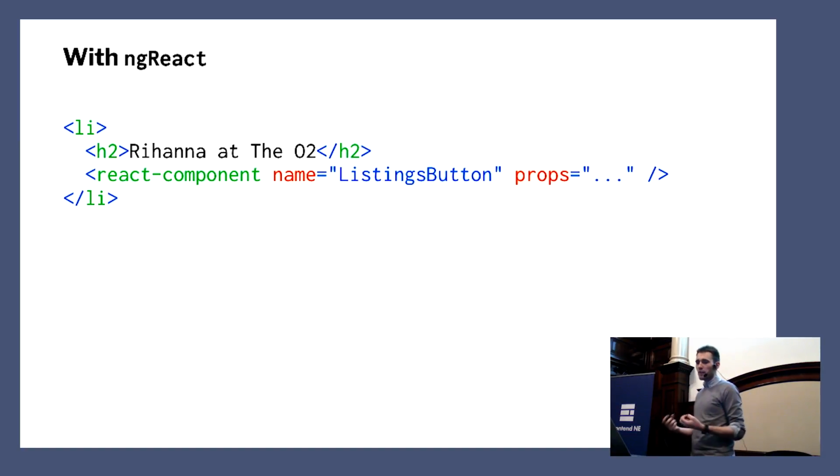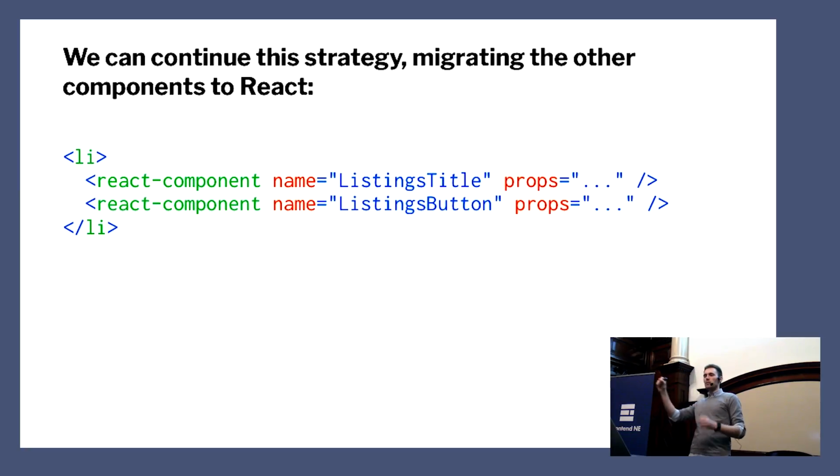So we can swap it out, and with ng-react, we end up with this React component, a bit of HTML where its name is listing button, and we pass in some properties, and we're happy, and that works. So this is really good, and this is how we got React into production very quickly. Only a very, very small bit, but we used this to ship it and prove that we could ship it very quickly.